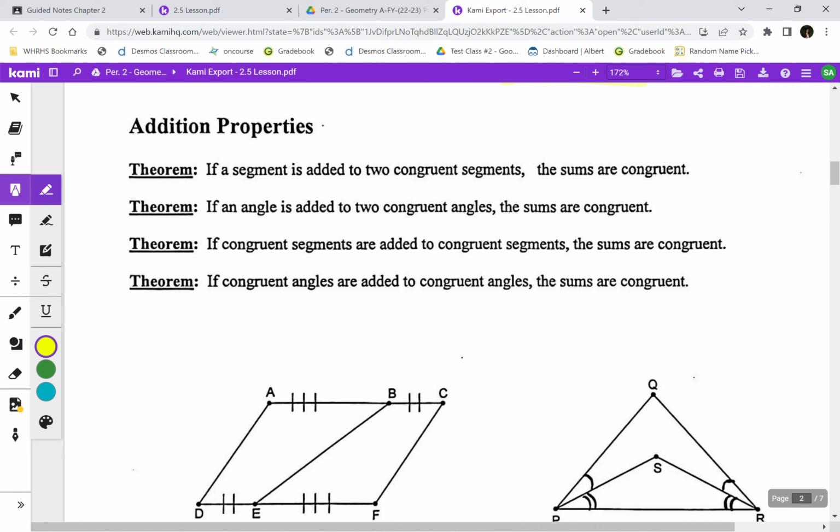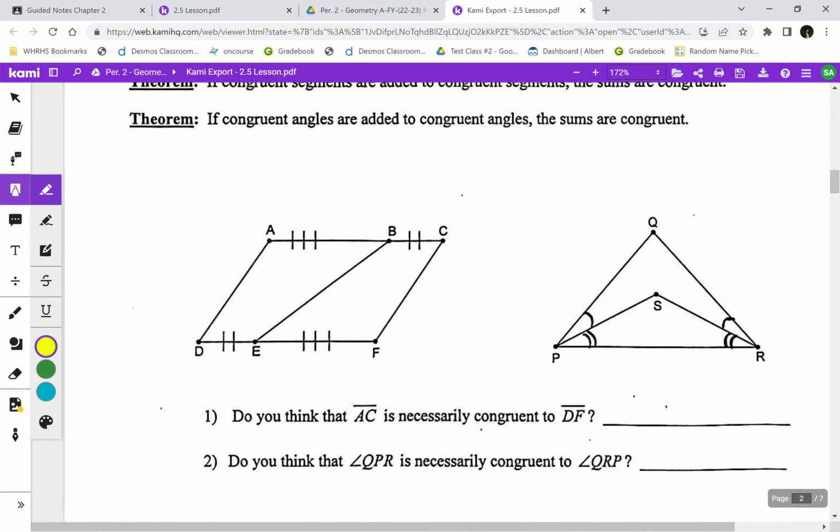All right, something I didn't show you yet. If congruent segments are added to congruent segments, the sums are congruent. So an example of that theorem, the third theorem, is right below. Do you see how I've marked this? Based on my markings here, which segments are congruent? Ethan? Excellent. So based on my markings, DE is congruent to BC.